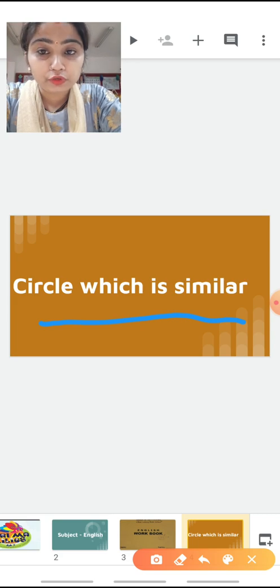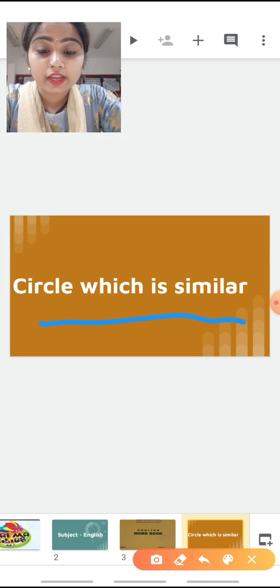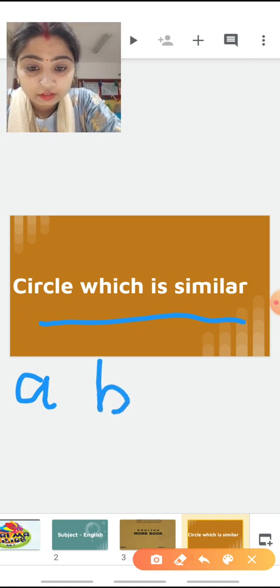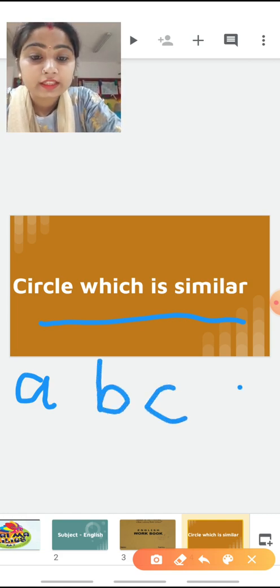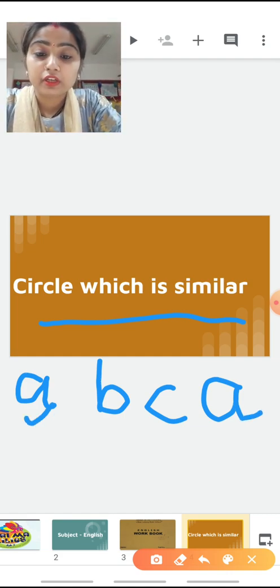Alphabets will be shown to you. Now you have to circle the letter which is similar to the given letter. Say like I have written here A, then B, then C, then A. Now suppose A is our question. We have to circle the alphabet which is similar to A.